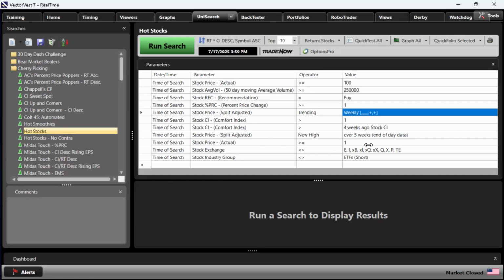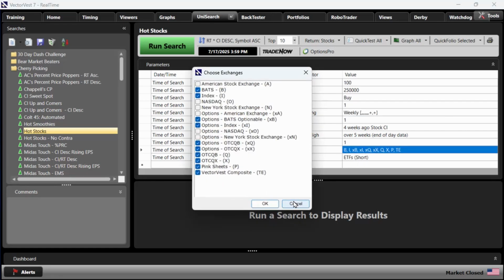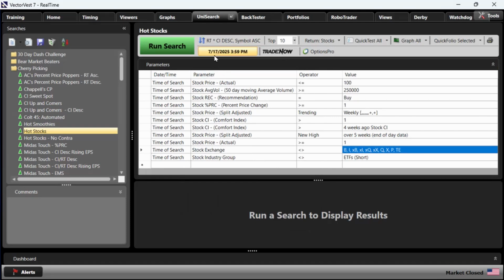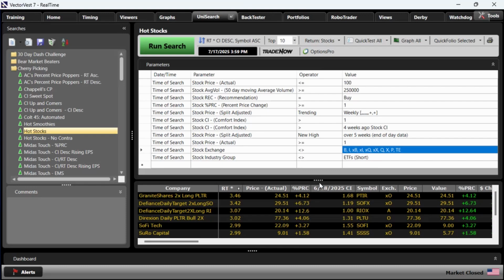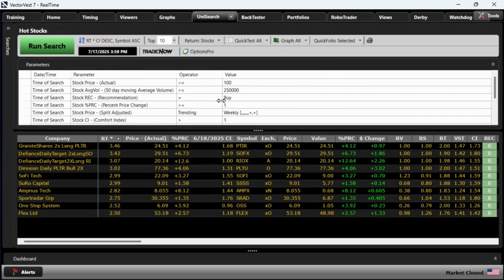Price actual greater than or equal to $1. So stocks anywhere between $1 and $100, and just some exchange and industry groups. We're not looking for short ETFs, inverse ETFs, and just kind of eliminating all of the optionable indices. And that is the search. We're sorting by RT times CI. So if I run that search as of right now, or just to close of the 17th, here are the stocks in the list. Here's just the top 10.